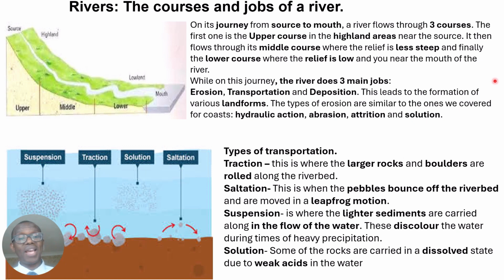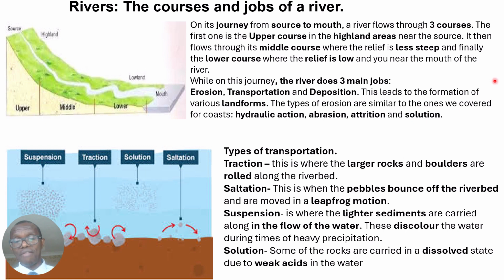And those processes that are taking place there, that erosion, transportation, and deposition, is going to lead to the creation of various landforms. And again, here the types of erosion are similar to the ones that we talked about when we were studying coasts, and those are hydraulic action, abrasion, attrition, and solution. So we have types of transportation. So the river has eroded material. Now that material is then going to be moved. And the first way in which material is moved is traction. And traction refers to the way larger rocks are moved along the riverbed.